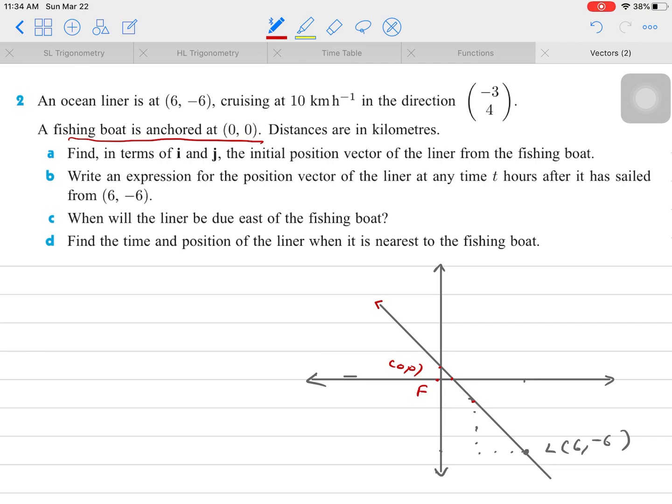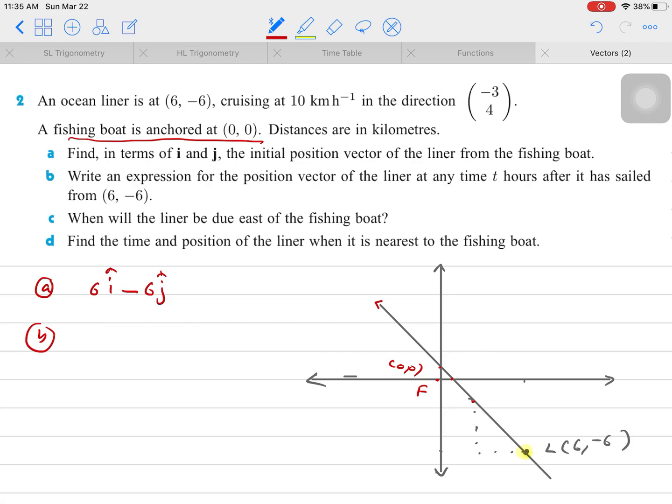Now your question: find in terms of i and j the initial position vector of the liner. The liner is at this point and they want that initial position vector in terms of i and j. So that will be 6i minus 6j.